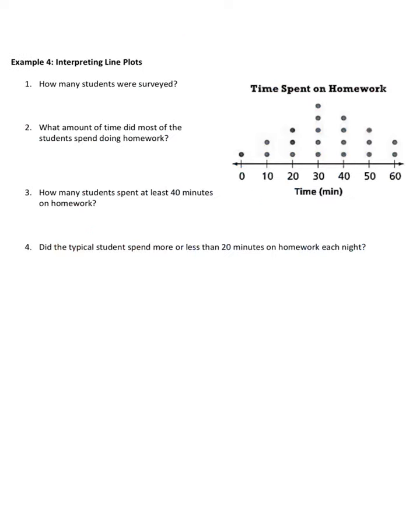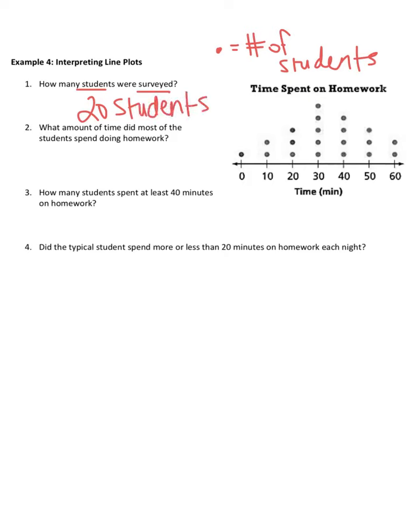All right, example 4, before you start doing some practice on your own, is looking at interpreting line plots. The first question says how many students were surveyed. Again, this is either a line plot or a dot plot. The dots represent the number of students, so to find how many students were surveyed, we're going to count up the dots. When I counted, I got 20. So we want to make sure we put a label there, and our answer would be 20 students.